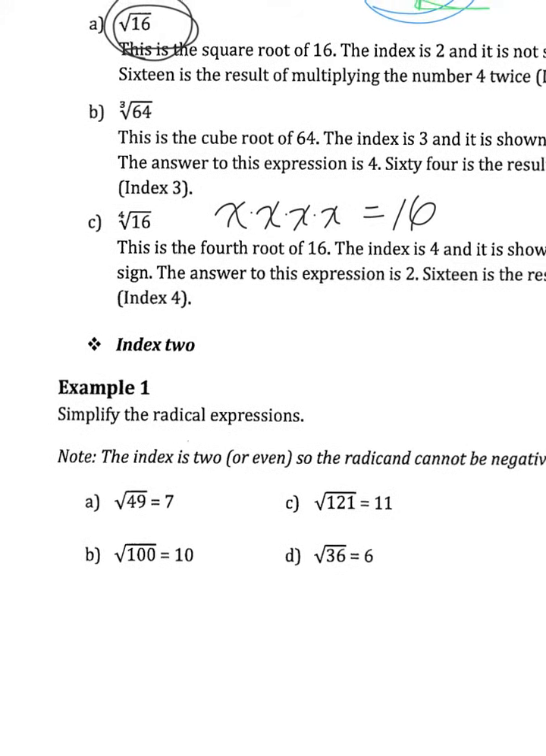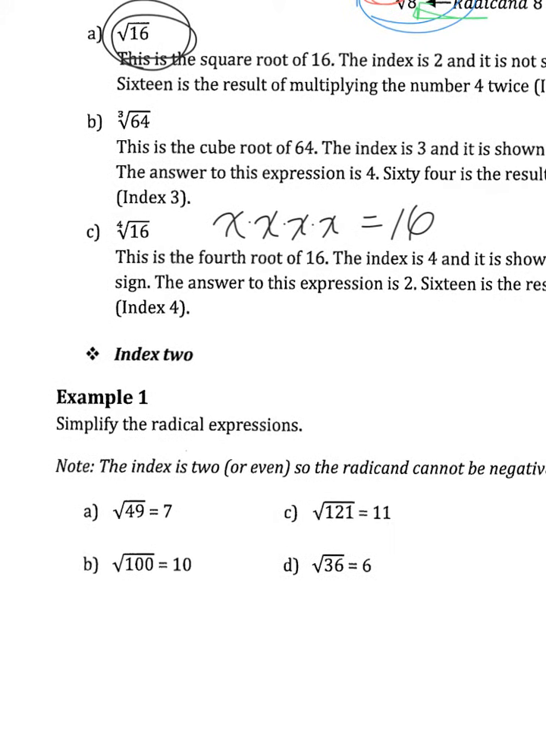We're going to simplify a few of these expressions here. If you're using this book, you can see the answers are already input for you. However, we can figure them out for ourselves. The square root of 49 is asking me for what number, when I use it, and the index here is 2, when I use it twice, 2 identical factors together make 49, and that's 7. The square root of 121 is 11, because 11 times 11 is 121. The square root of 100 is 10. 10 times 10 makes 100. And the square root of 36 is 6.